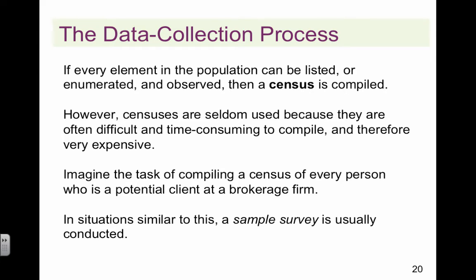So if every element of a population can be listed, enumerated, which means counted, or observed, we call that a census. But we've talked about this lots. A census is expensive. It is time-consuming. It is difficult. And it's sometimes nearly impossible. In situations like this, we almost always use what we call a sample survey.